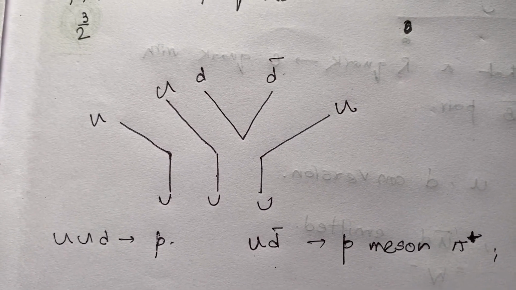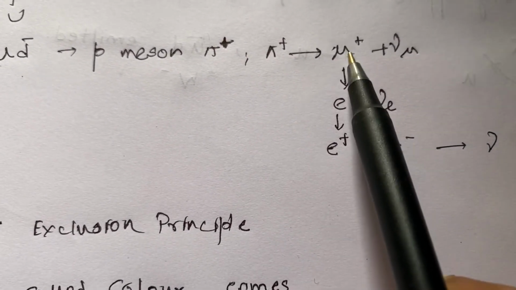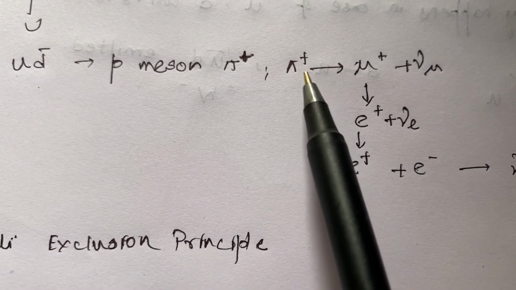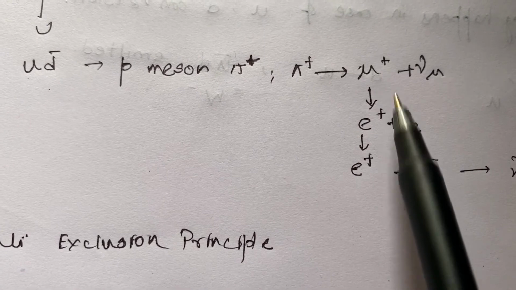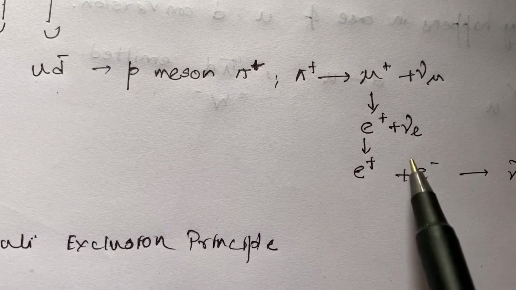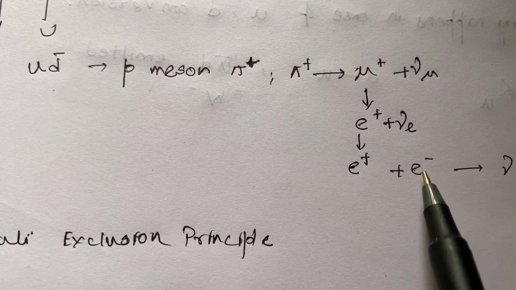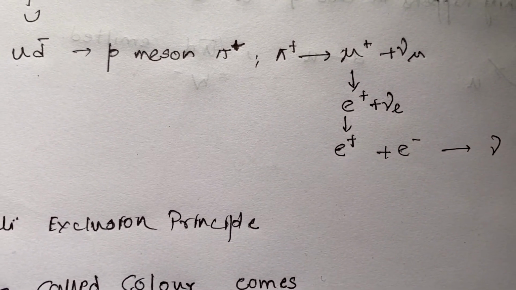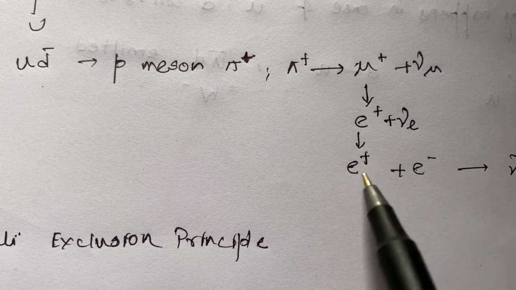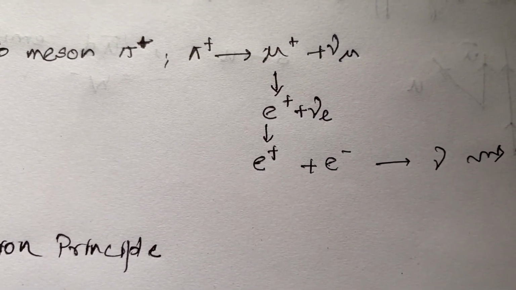Now pi plus has a very short lifetime, so here we will get a mu plus and a mu neutrino because of the decay of this pi plus, and this mu plus will also decay into a positron and an electron neutrino. And this positron will eventually collide with another free electron in the environment, and the energy of this annihilation will come out as a gamma photon.